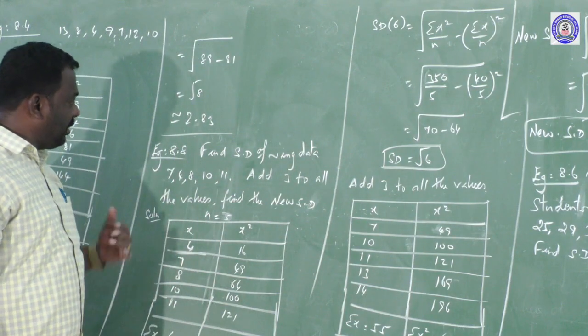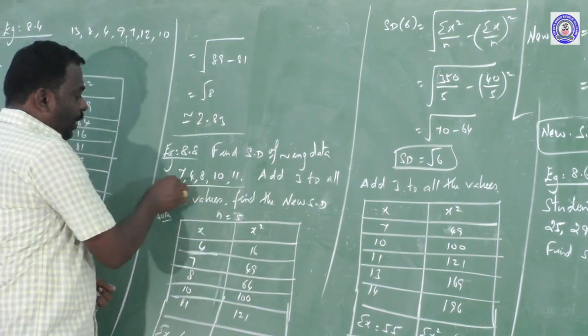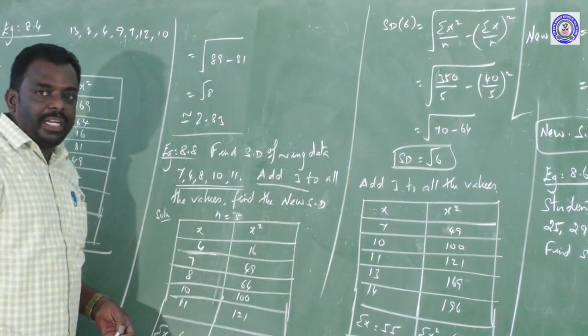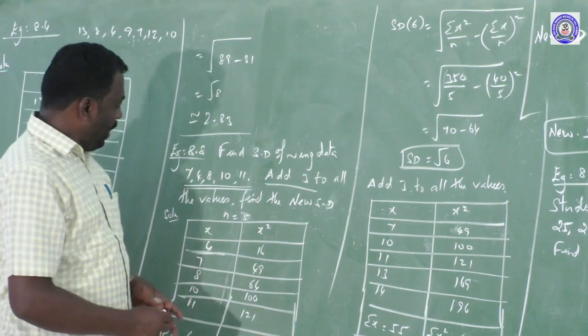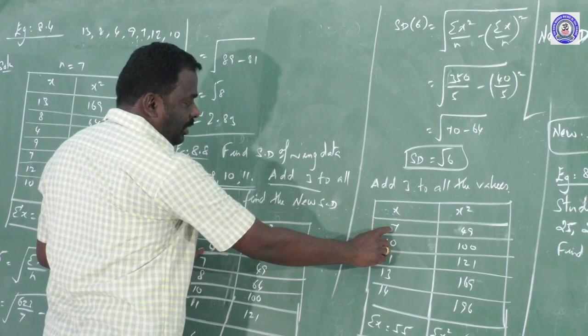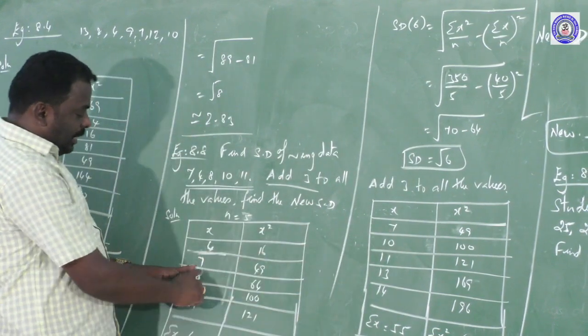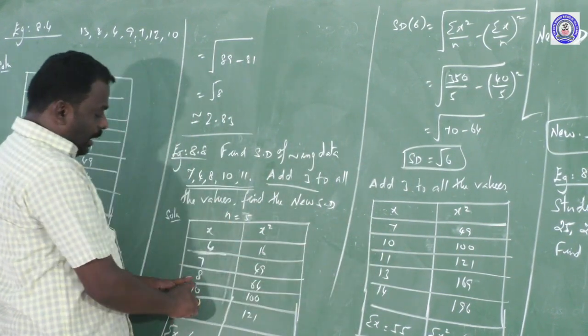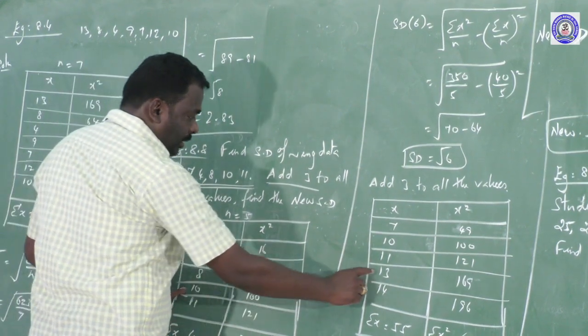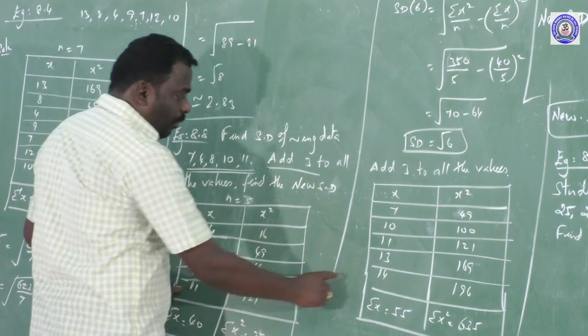For the given data, we found the standard deviation. After that, we add 3 to each one of the numbers. Add 3 to the first number: 3 plus 4 equals 7, and 7 plus 3 equals 10. Then 8 plus 3 equals 11, 10 plus 3 equals 13, and 11 plus 3 equals 14.